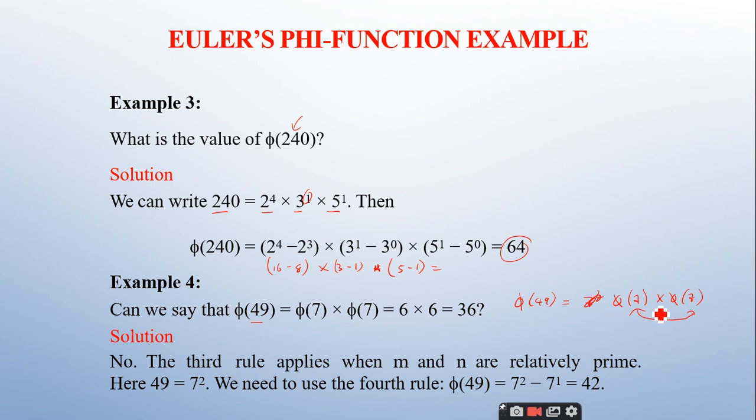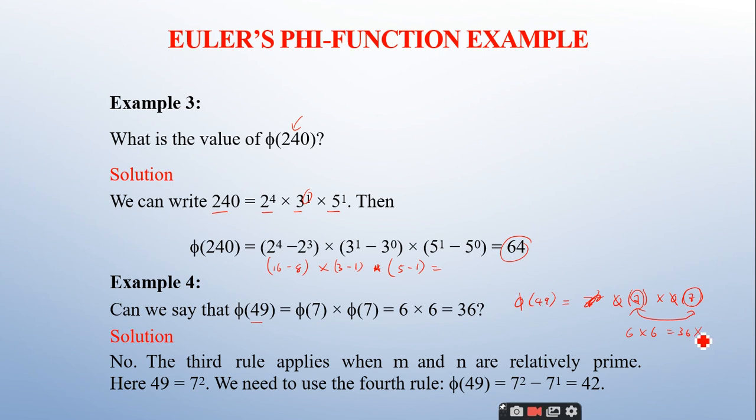So this particular formula is not applicable. I may be thinking that 7 is a prime number, and here 7 is a prime number, therefore (7 minus 1) into (7 minus 1), 6 into 6, is equal to 36. This is not true, right? So you cannot apply this second rule.